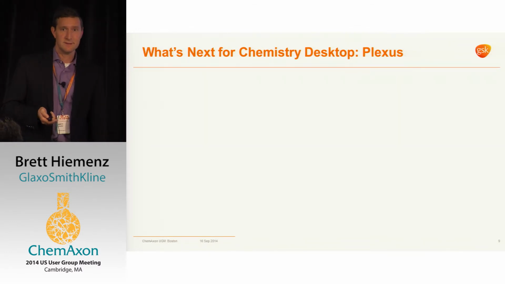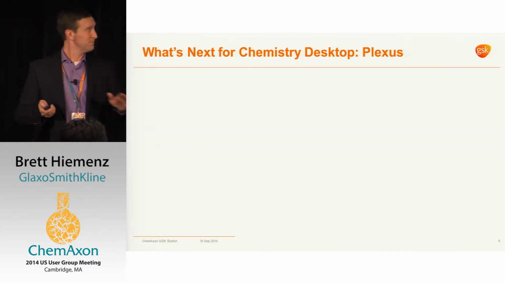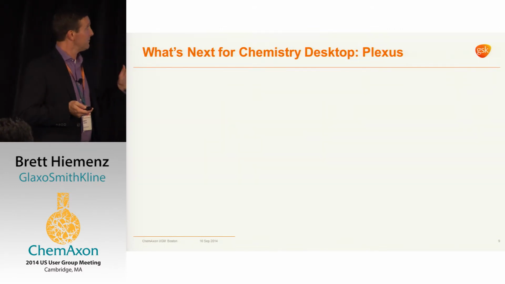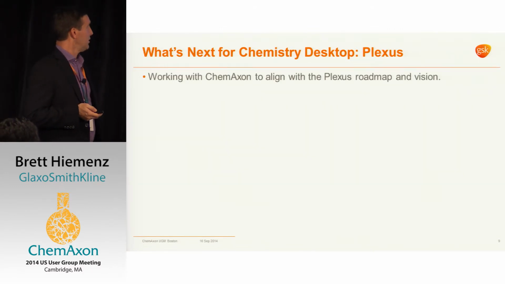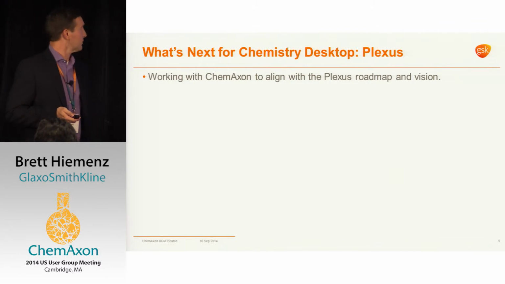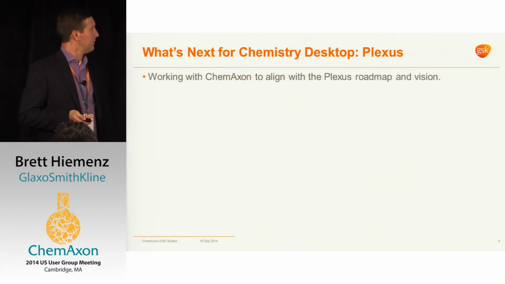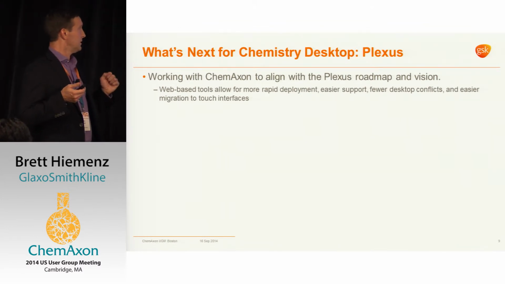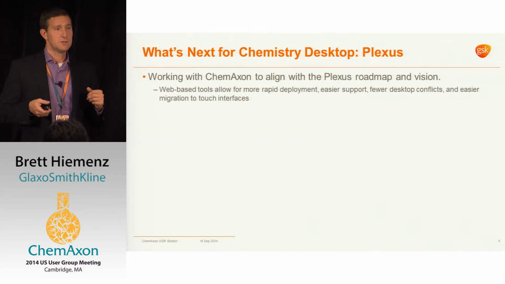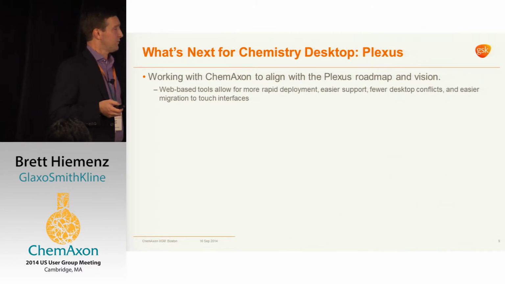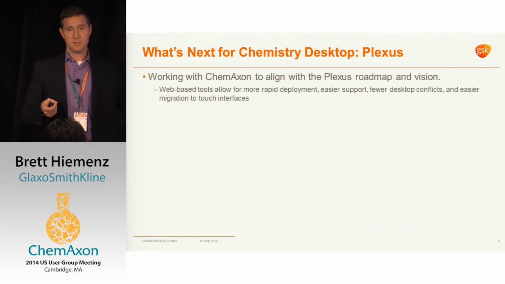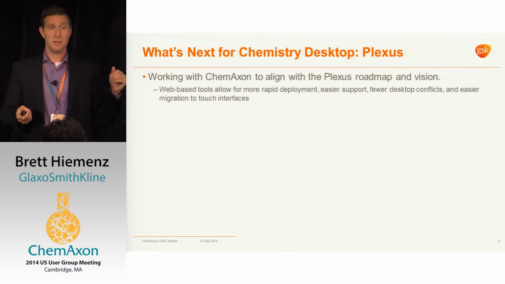So what's next? I'm not stealing any thunder because they've shown us all the cool stuff, but this is where we saw Plexus going and what we hoped to align with. We're hoping to align with them on the roadmap and the vision. That is, we too, GSK, want to deploy our applications over the web because right now, you saw how long the gap was between versions of Instant JChem that we installed in-house.